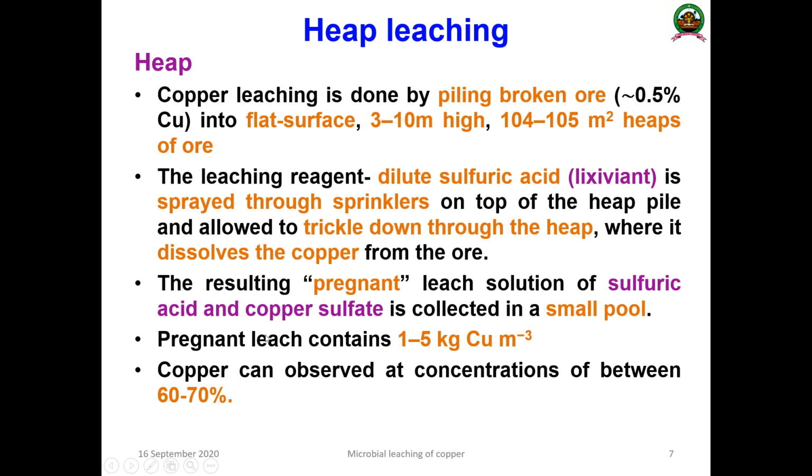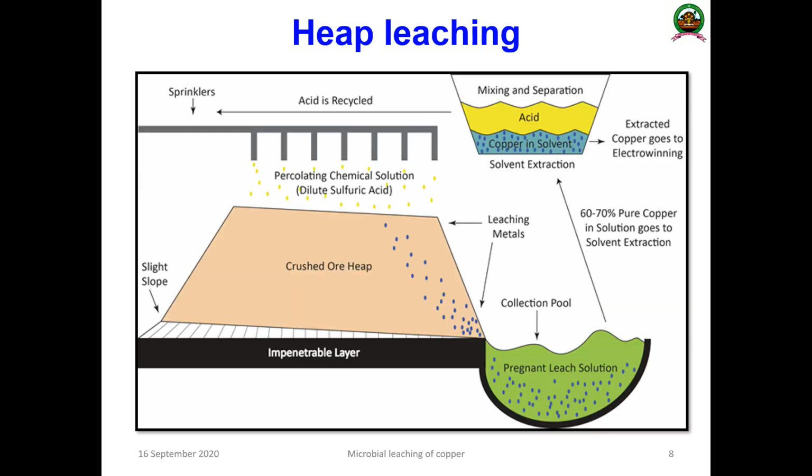Generally this pregnant leachate contains 1 to 5 kg of copper per cubic meter (kg m^-3). So this much concentration of copper will be there in the pregnant solution, and the copper can also be observed at a concentration between 60 to 70%. Okay, so this is known as heap leaching.